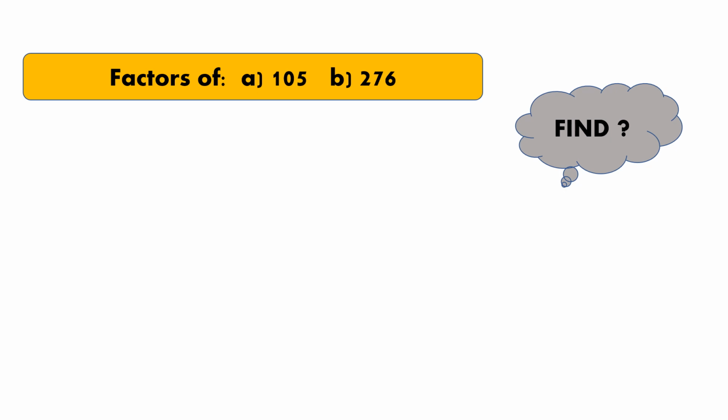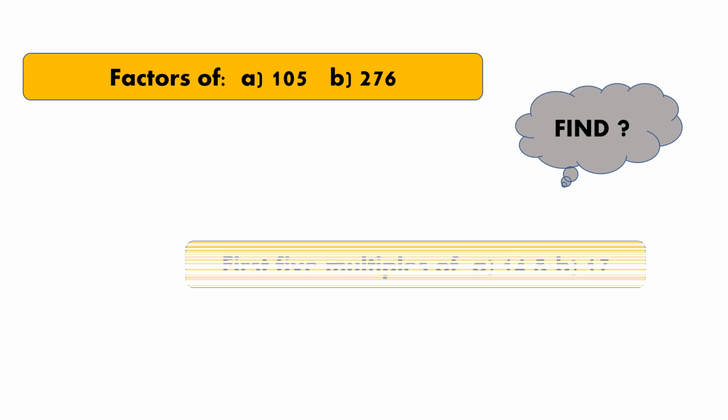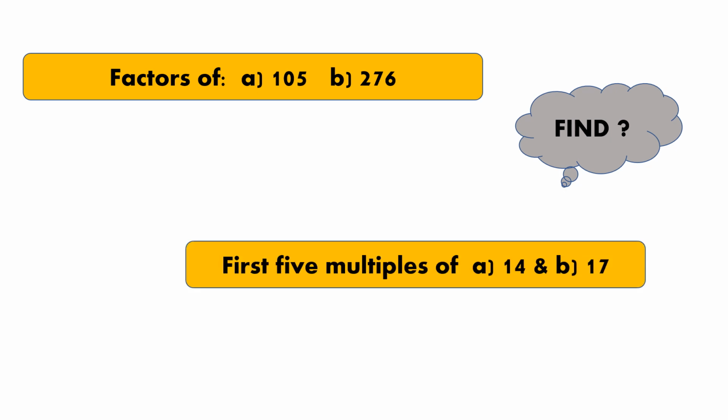So that's all in this video. Just check for yourself if you have understood the concept of factors and multiples. Find the factors for the numbers 105 and 276 and find the first 5 multiples of 14 and 17.